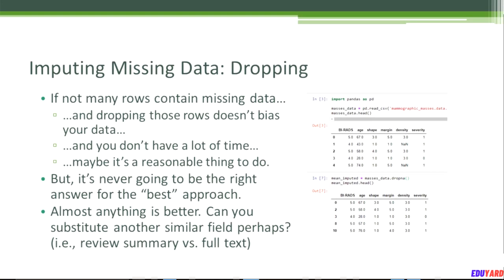For example, maybe if I have a review summary and full text review as well, it would make more sense to just take the review summary and copy that into the full text for people who left the full text blank, as an example. So almost anything is better than just dropping data. But in the real world, if you are just trying to do something quick and dirty and start experimenting with some data just to start playing with it, it can be a reasonable thing to do. I just would not leave that in place for production.